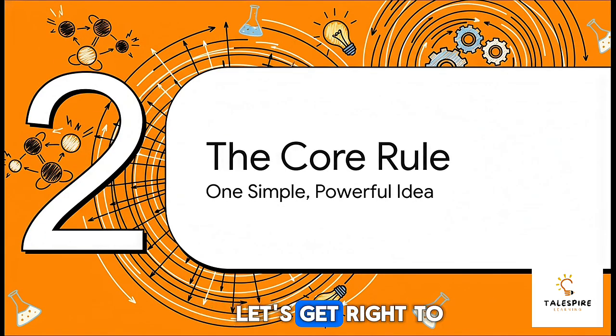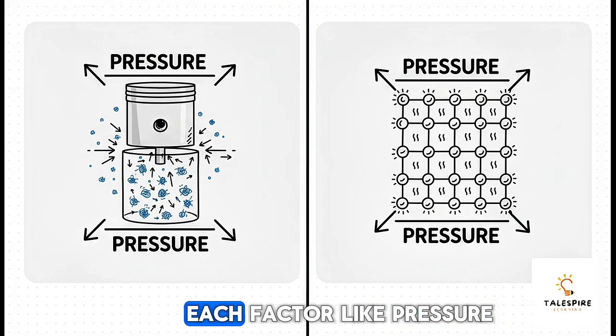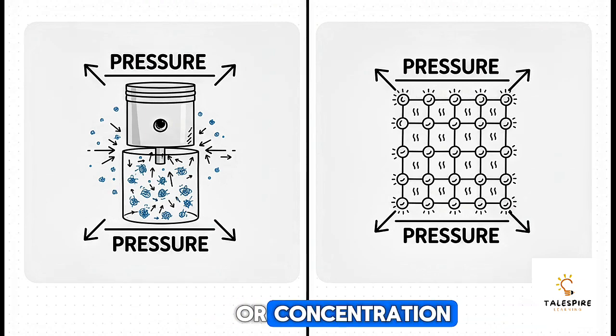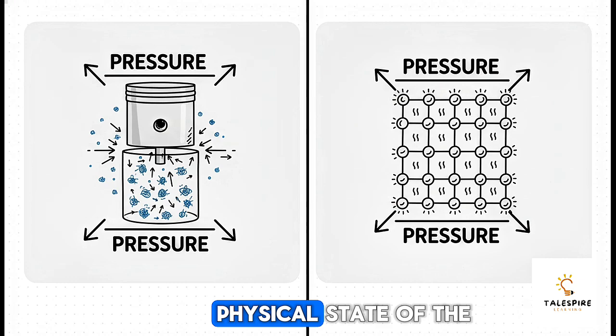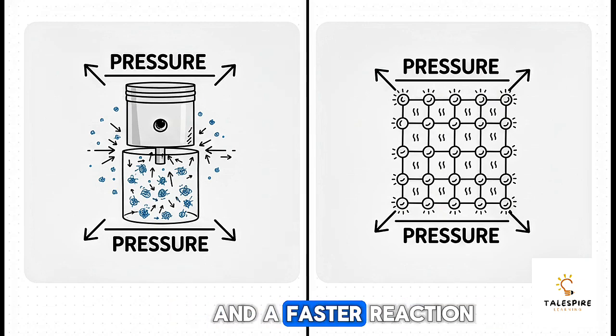Okay, let's get right to the heart of it. The solution to this whole puzzle actually boils down to one simple but super powerful idea. Here's the key that unlocks this entire problem. Each factor, like pressure or concentration, only works if the physical state of the reactants lets it. Let's break that down. With a gas, sure, you can crank up the pressure and squeeze those particles closer together. That means more collisions and a faster reaction.